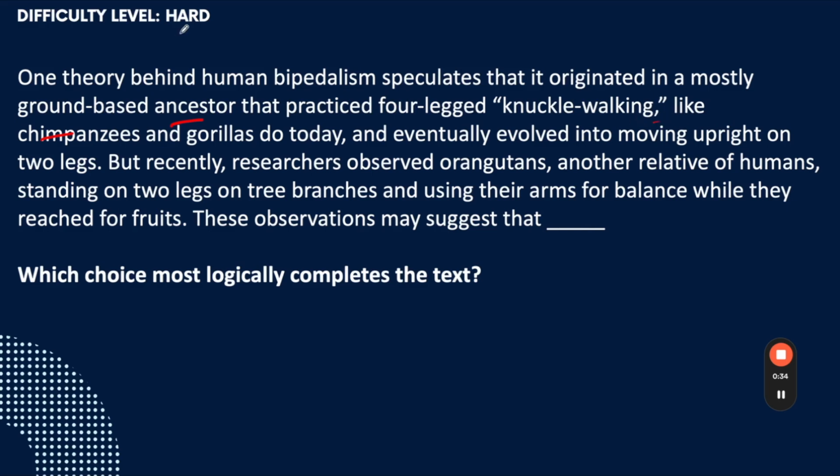Let's take a pause. So what are we really talking about in this text? We're talking about a theory behind this. Right? So a theory related to human B. And what does it speculate? It says that it originated. How did it originate? It originated in a mostly ground-based ancestor who practiced four-legged knuckle walking like chimpanzees and gorillas do today. So basically it originated from the idea that the ground-based ancestors practiced a certain way of walking that is done by chimpanzees and gorillas today.